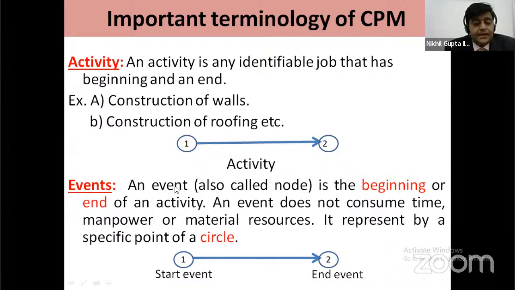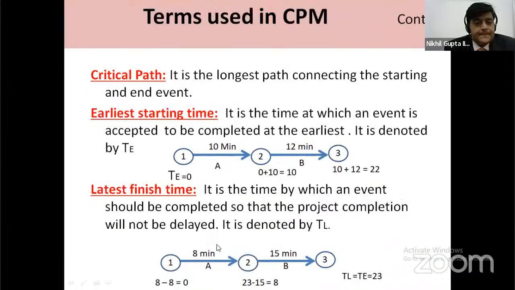The second one is the event. An event, also called a node, is the beginning or end of an activity. An event does not consume any time, manpower, or material resources, and it is represented by a specific point, a circle. We can say an activity has two events, one is the starting event, the second is the end event. Here, an activity consumes time, but an event does not consume any time. Next is the critical path. The critical path is the longest path which connects the starting and end event.